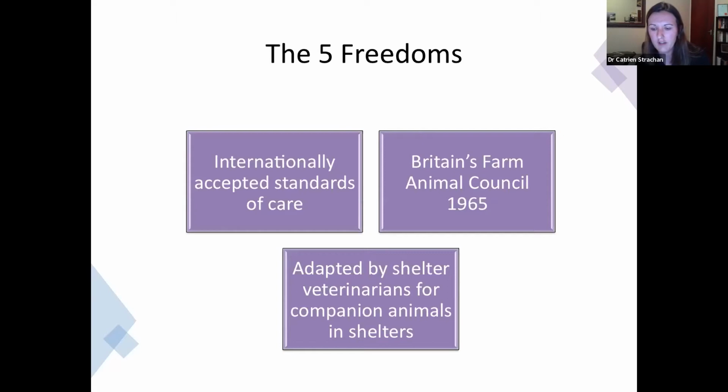of care regarding animal welfare, and it was developed by Britain's Farm Animal Council in the 1960s, when there was a concern about the physical and the mental welfare of intensively farmed animals. But today, it's been adapted by shelter veterinarians for companion animals in shelters, but it's actually used all around the world by many animal welfare organizations to improve the welfare of animals.